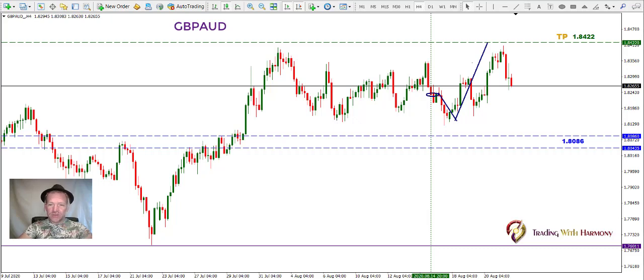But again, I'm still looking for price to quite possibly get a bit more of a pullback into this area and then up again to our TP, and hit it this time at the 1.8422 in the pound Aussie.